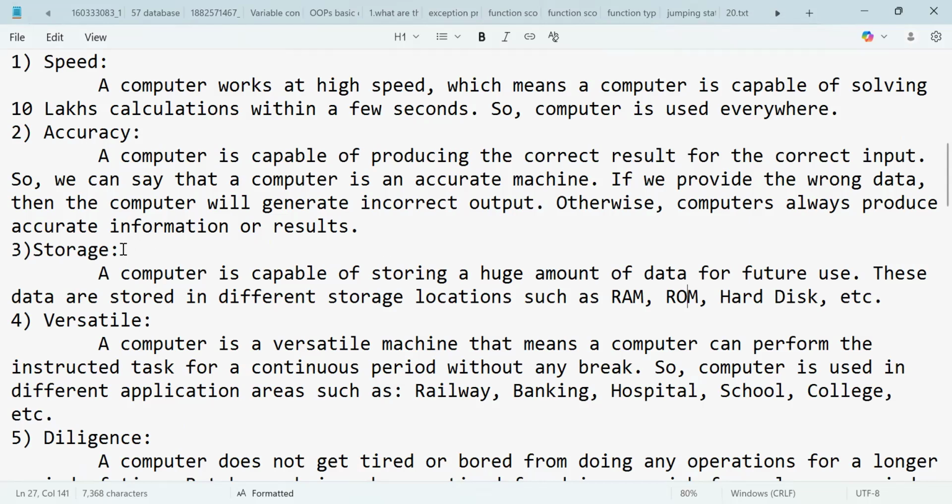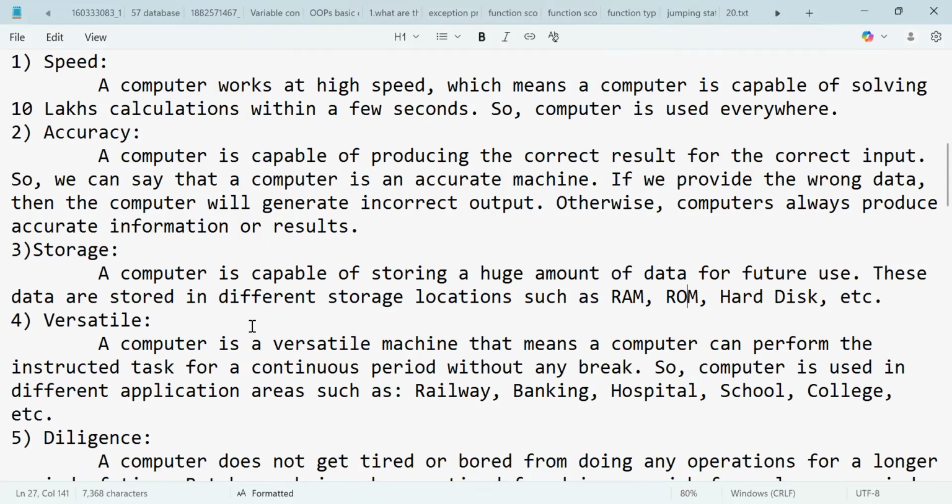Next, another one is storage. That means it is capable of storing a huge amount of data for future use. It has a storage capacity, a storage memory. The memory contains data stored in different storage locations such as RAM, random access memory, ROM, read-only memory, hard disk, etc. Everything will be stored in these memory locations.